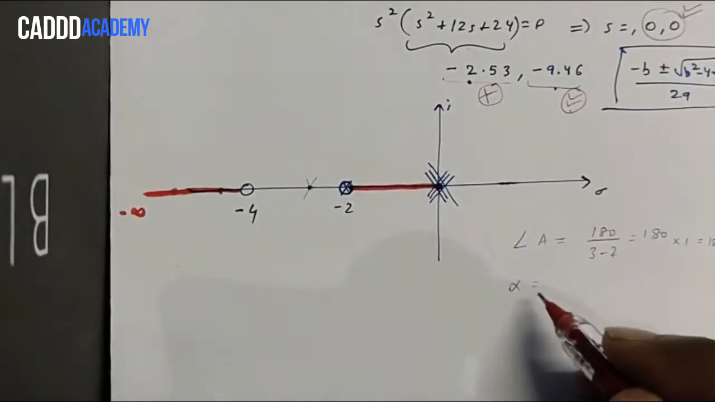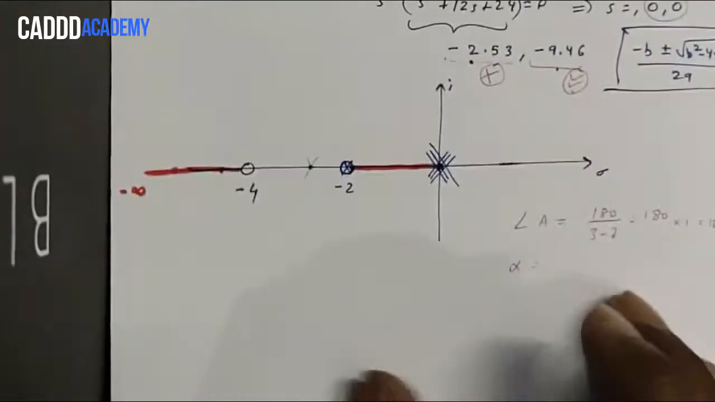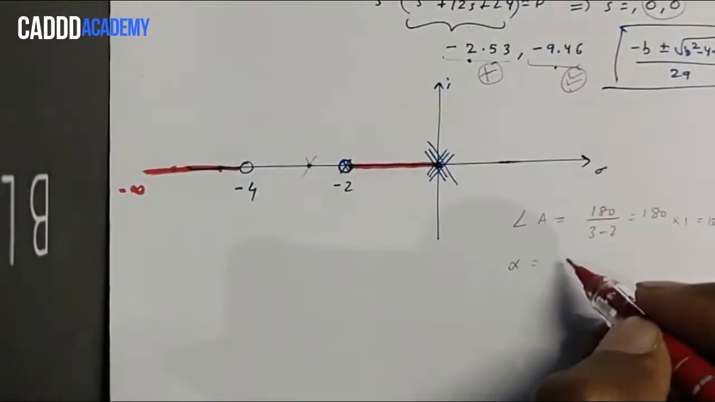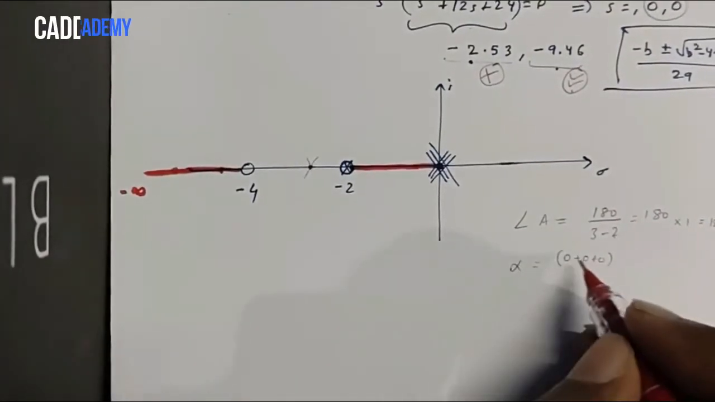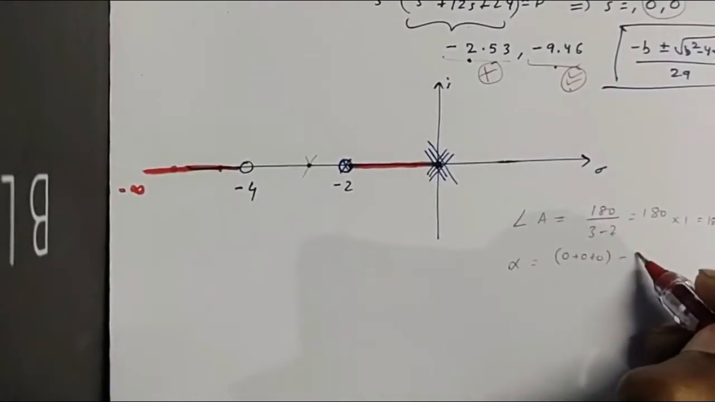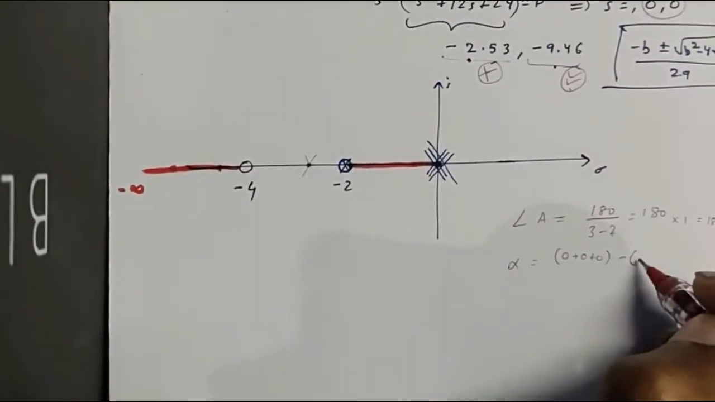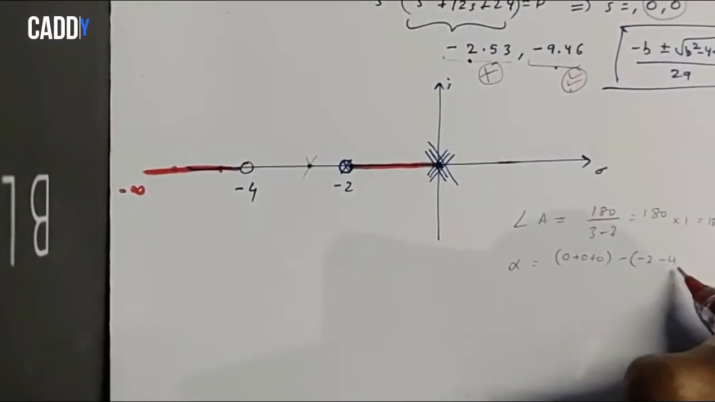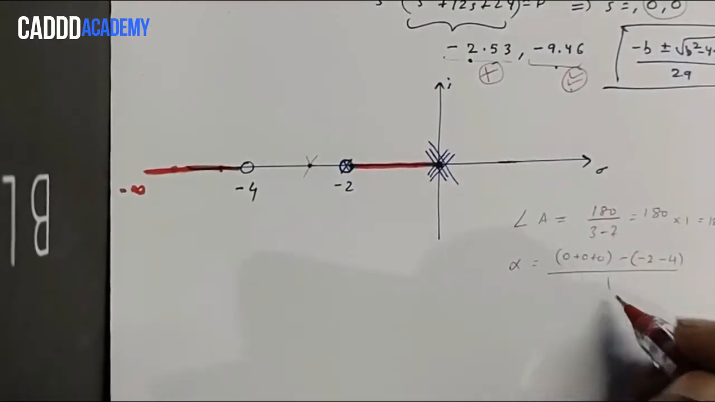Now we will get the centroid location. We have three poles at the origin, so 0 plus 0 plus 0 are the locations of the poles, minus the two zeros, one at -2 and another at -4, and we will divide this by 3 minus 2, which is 1.